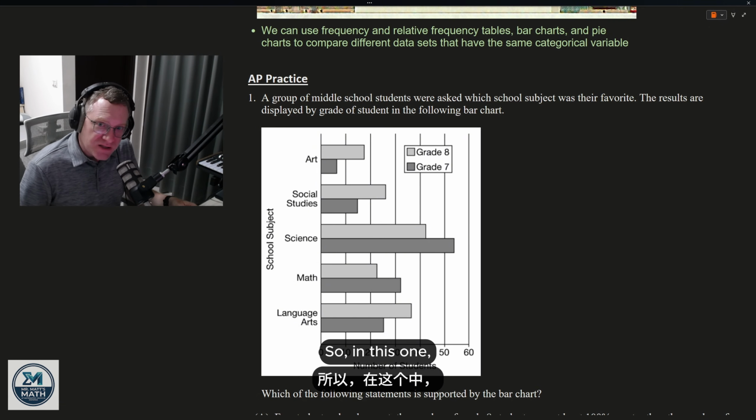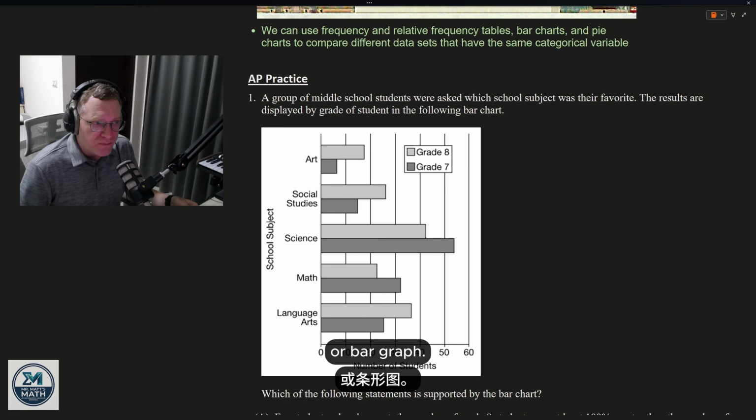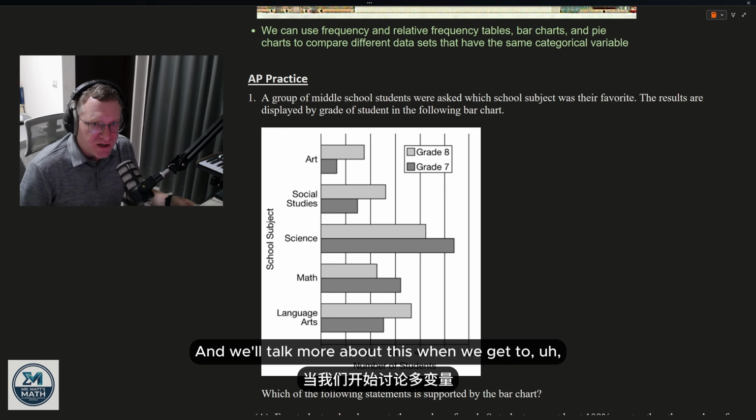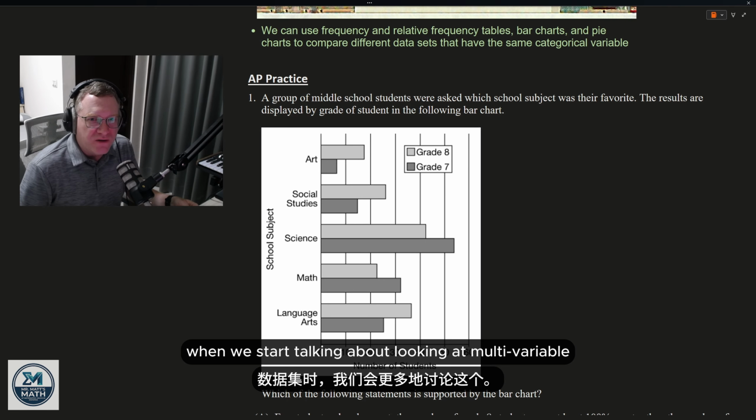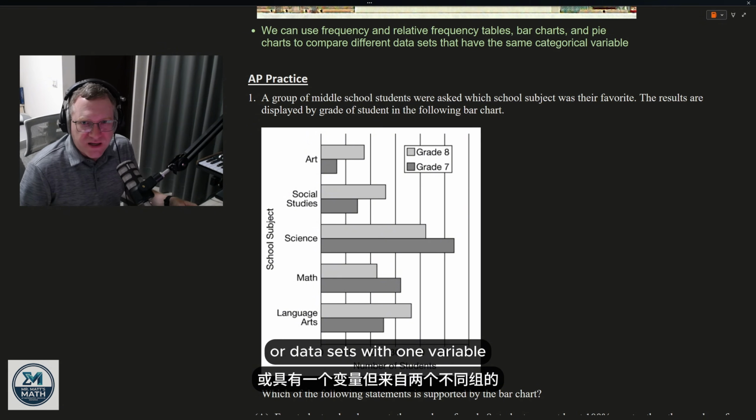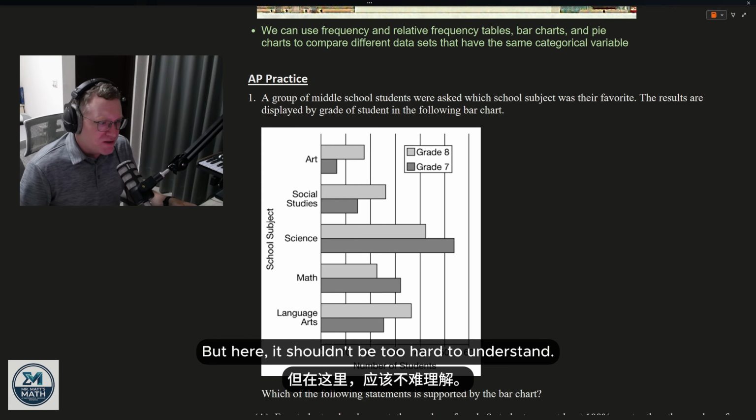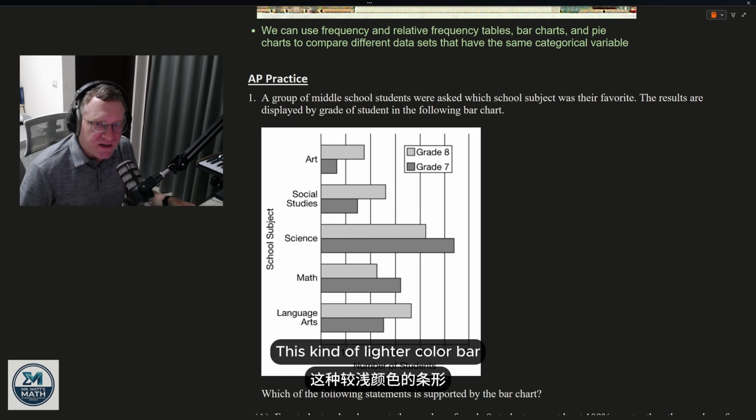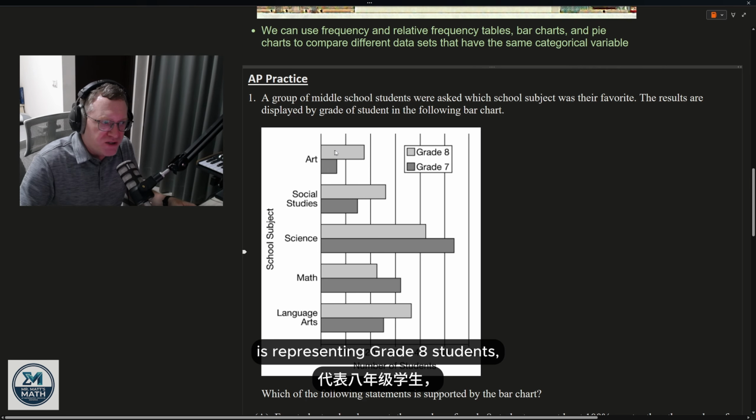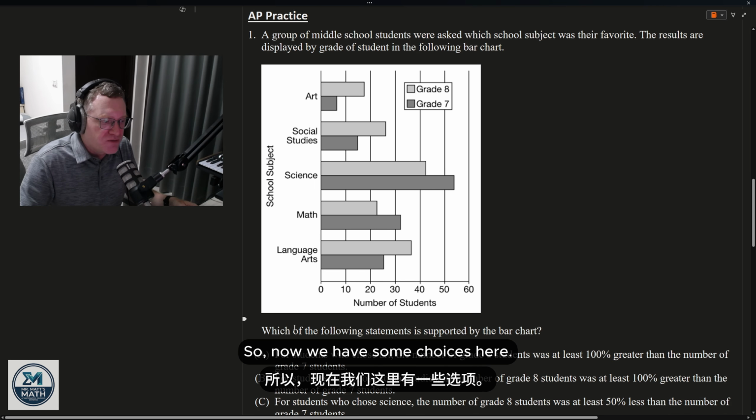Okay, so in this one, it's a little bit different than what we did above. This is what we call a side-by-side bar chart or bar graph. And we'll talk more about this when we start talking about looking at multivariable data sets or data sets with one variable but from two different groups. All right, but here it shouldn't be too hard to understand. This kind of lighter color bar is representing grade 8 students, and then the darker color bar is grade 7 students. So now we have some choices here.